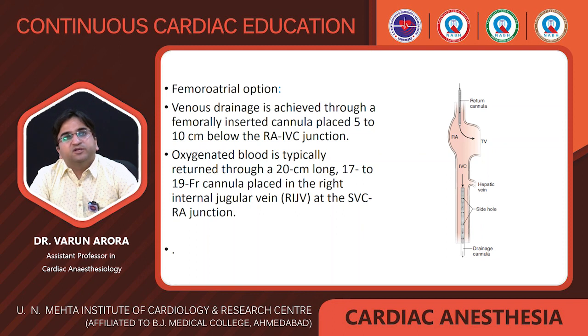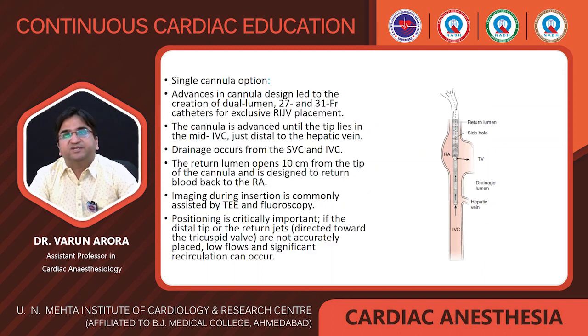Now coming to the femoral-jugular option: venous drainage is achieved through a femorally inserted cannula placed 5 to 10 cm below the RA-IVC junction, and oxygenated blood is returned through a 20 cm long, 17 to 19 French cannula placed in the right IJV at the SVC-RA junction.